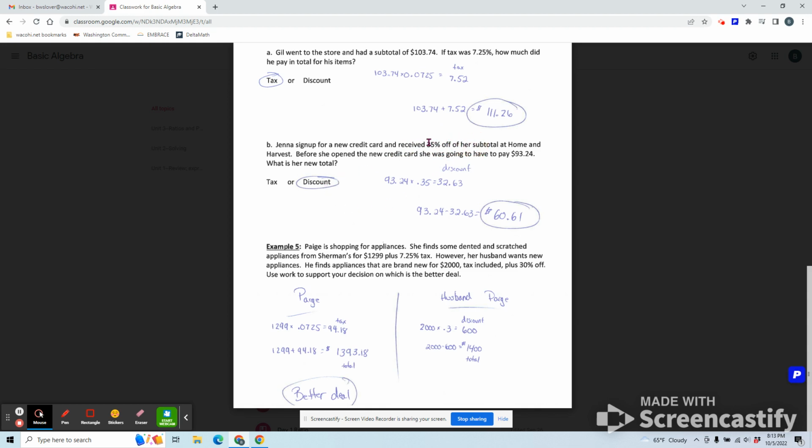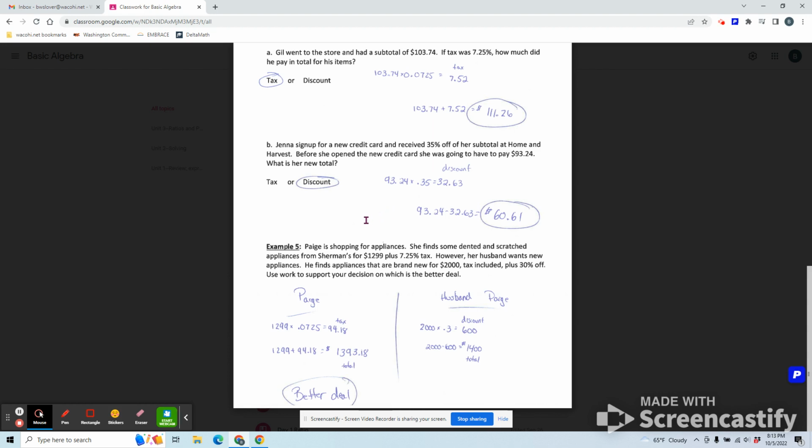So we're going to turn that 35% into a decimal by dividing it by 100. We're going to multiply that by her subtotal. So her discount's going to be $32.63. So because it's a discount, we are going to subtract our two numbers. So Jen is going to have to pay $60.61 before taxes.